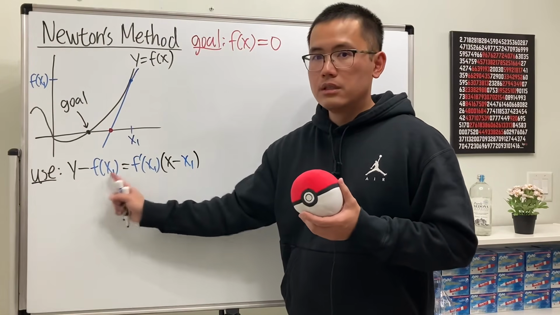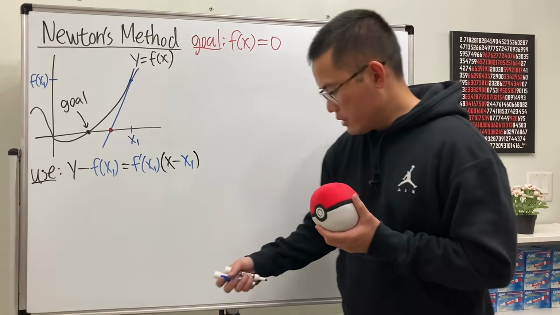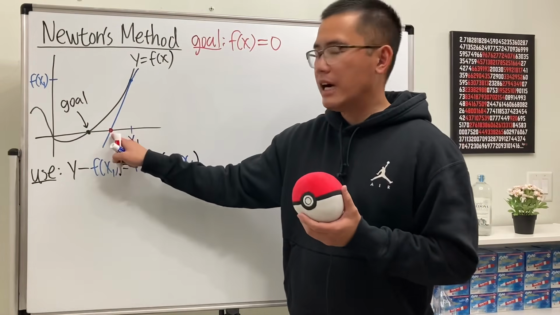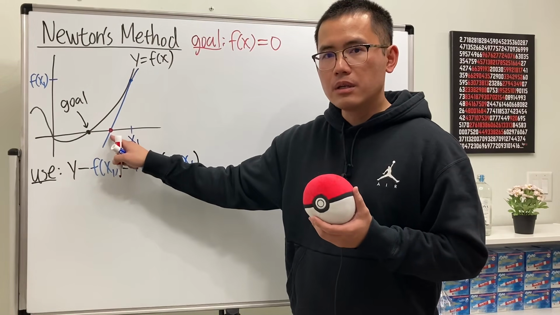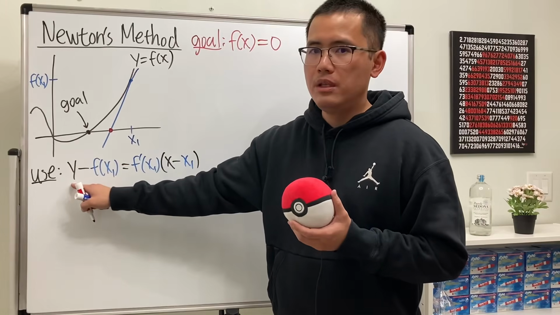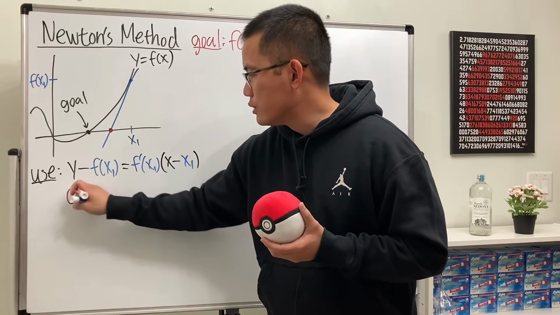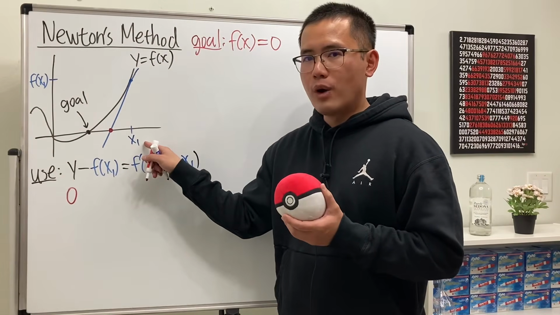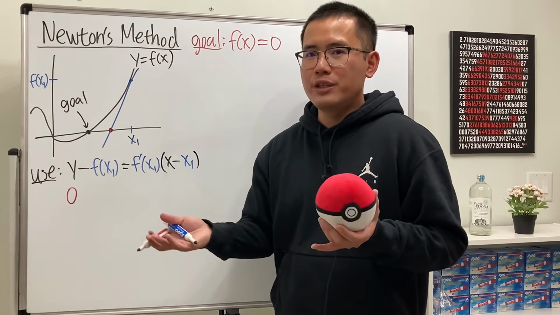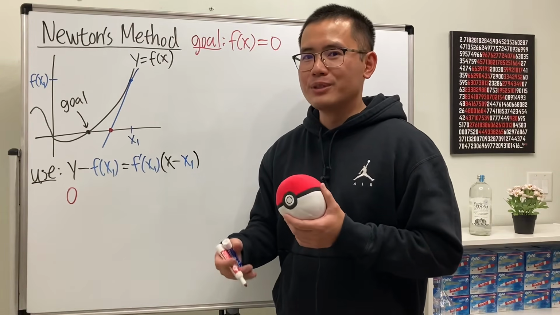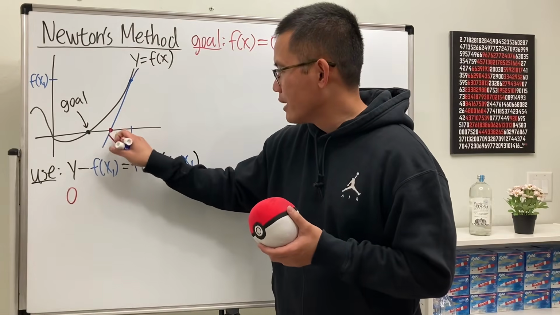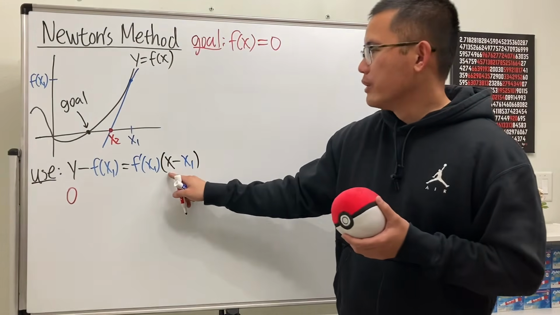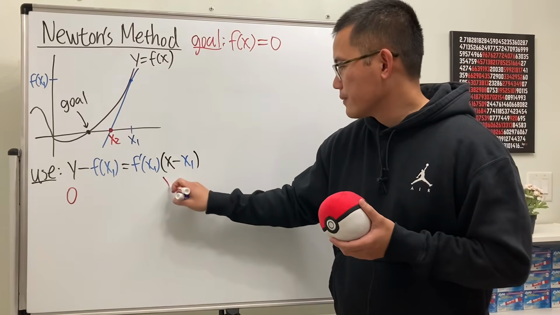Point slope form of the line. Good. And then we want to have the x-intercept here, meaning that the y should be equal to 0. So I'm going to put down the 0 right here. And guess what? Earlier our initial guess is x1. This right here, let's just treat it as a new guess. I'm just going to say that's x2. So I'm going to label that as x2. So we put 0 for y, and then we are going to put x2 right here for this x.